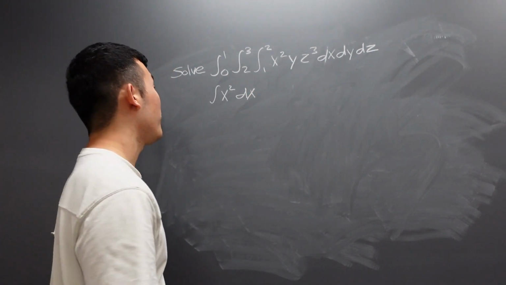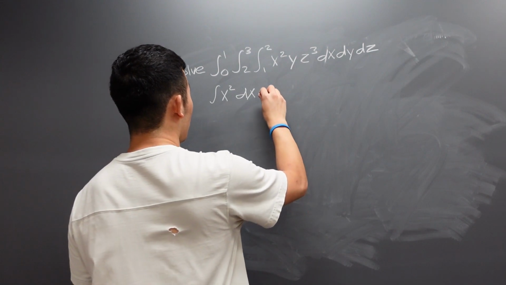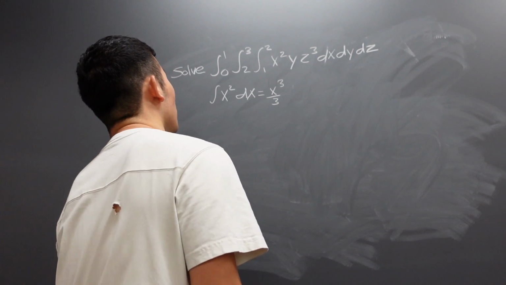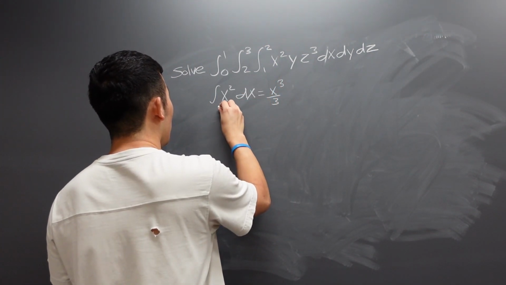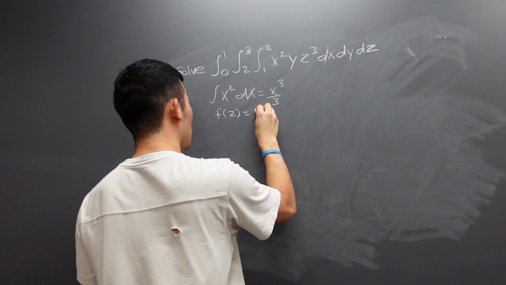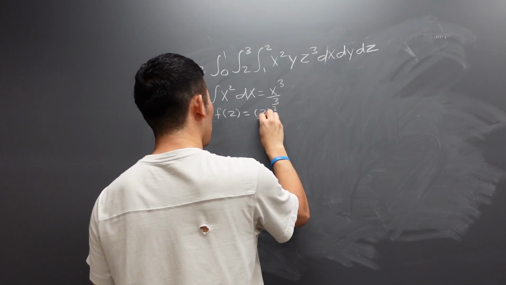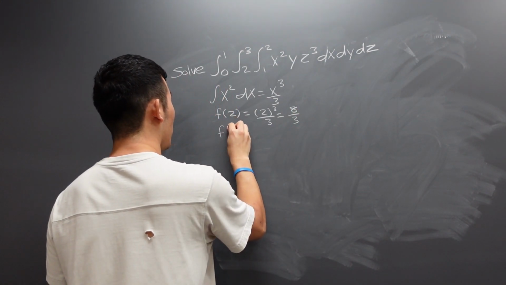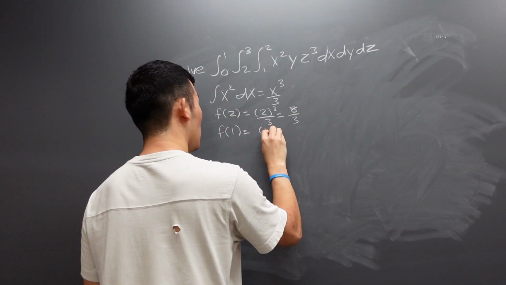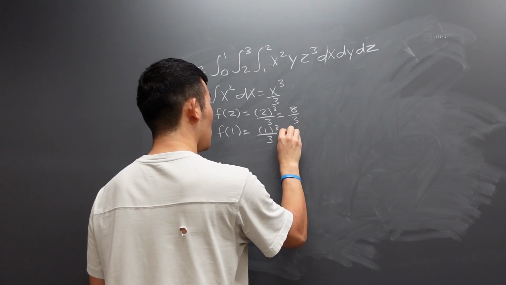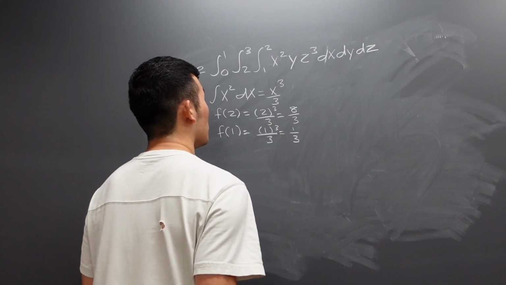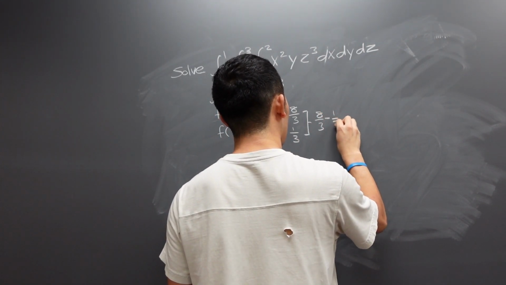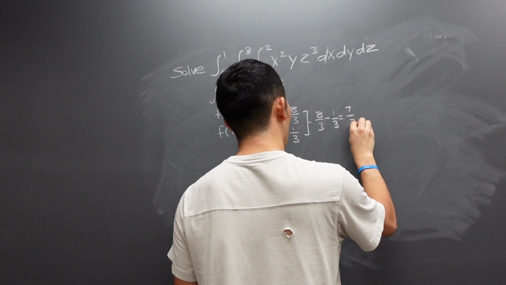The integral of x squared dx would be x to the third over 3. Now let's plug in 2 and 1. So f of 2 would be 2 to the third, so this would be 8 over 3. And let's plug in 1. Subtracting these, we get 7 over 3.